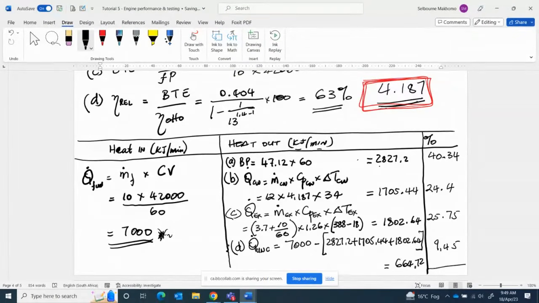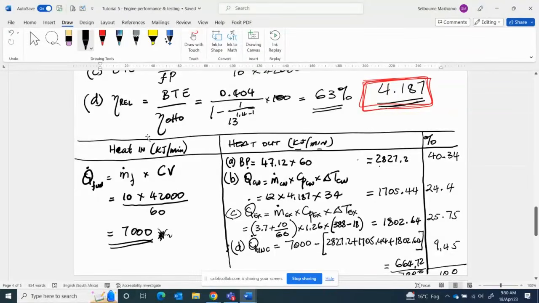So when you add all of this, they must give you 100%. When you add all of this, they must give you 7,000. So this is the heat energy balance. At the end of the day, now you have to analyze this engine and check, are you happy with the performance of this or the heat distribution in this engine? I wouldn't be happy because of that unaccounted for heat. That heat is actually very high, 10%. I think the acceptable one is only 5%.